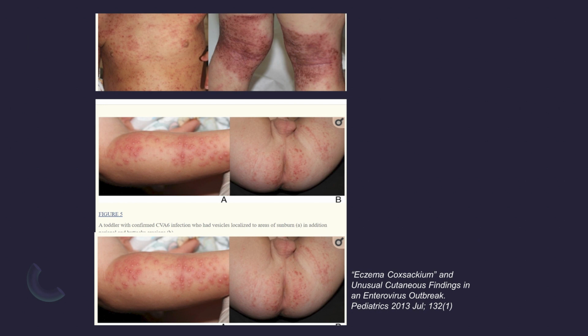So these are the different manifestations that we see. It can be bullous as well.